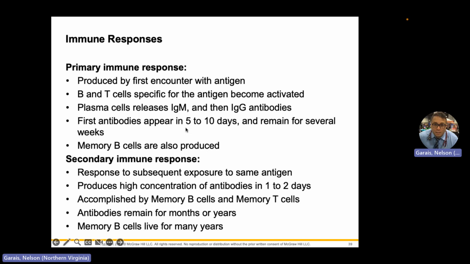Now, you have your primary response, right, which is slow. Typically, IgM goes to IgG, right? And then you have some memory cells. It takes about a week or 2. And then the next time you get sick or the next time you get exposed to the same exact thing, your secondary immune response is much quicker, about a day or 2. And of course, that is your B cells, your memory cells, and your T cells.